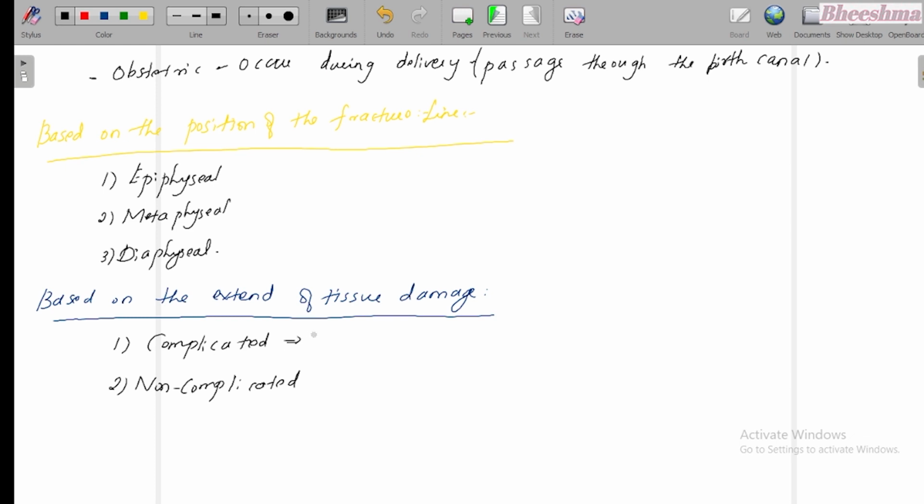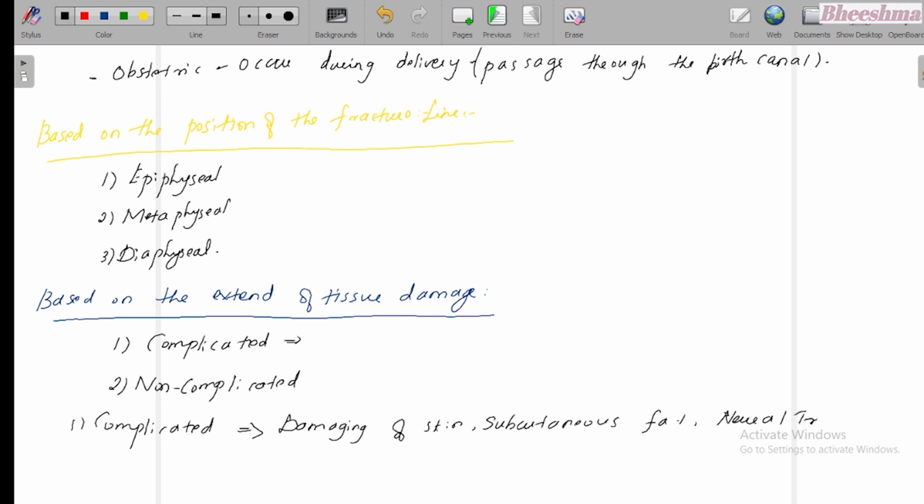In first one, complicated, that is damage of skin, subcutaneous fat, neural trunks, visceral organs such as lungs, stomach, brain, etc. These are the complicated: damaging of skin, subcutaneous fat, neural trunks, visceral organs such as lungs, stomach, brain, etc.